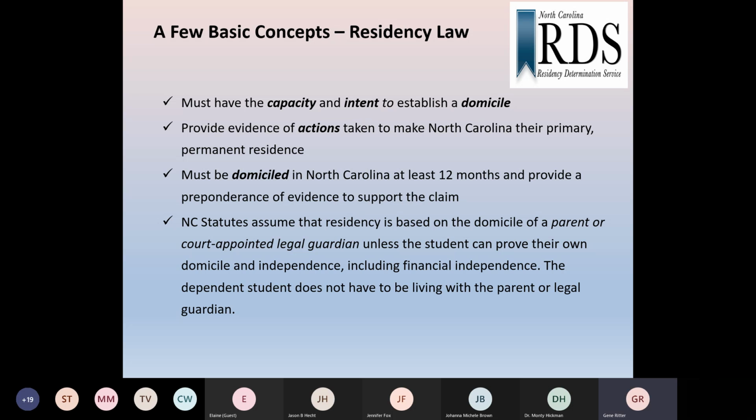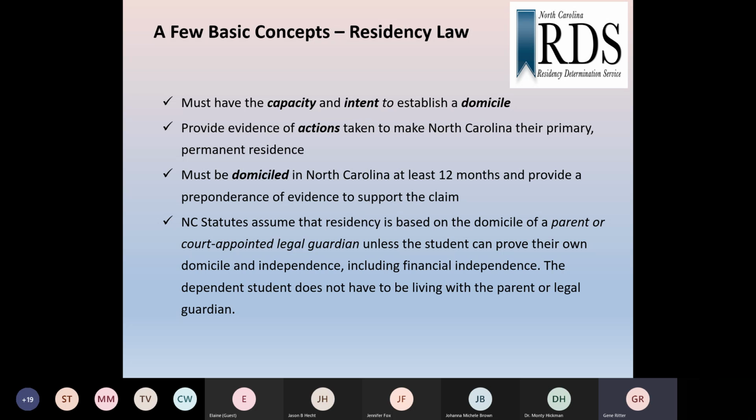The other requirement is you have to hold that domicile for at least 12 months. Basically what happens as students go through is, if it looks like someone's always been here, that's kind of the end of it. If it looks like they moved here, we start looking a lot more closely at: has it been 12 months? Have you met the duration requirement?